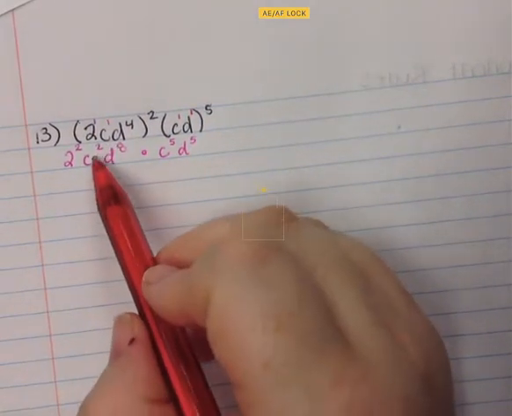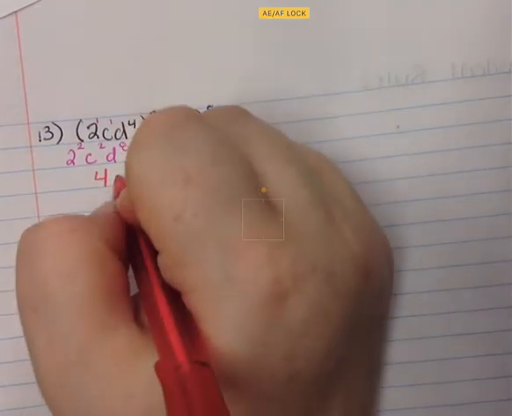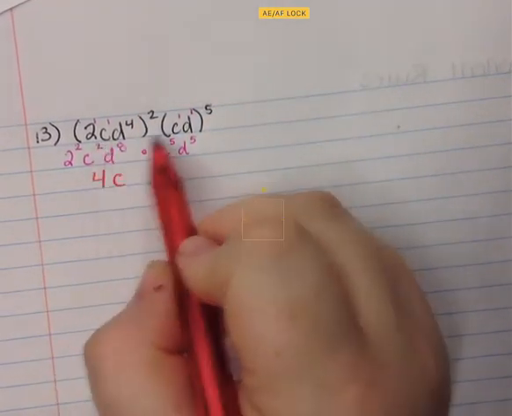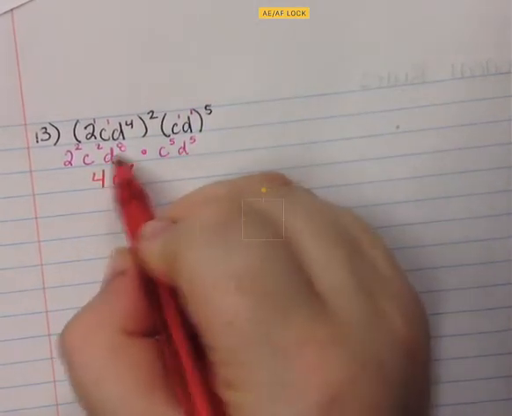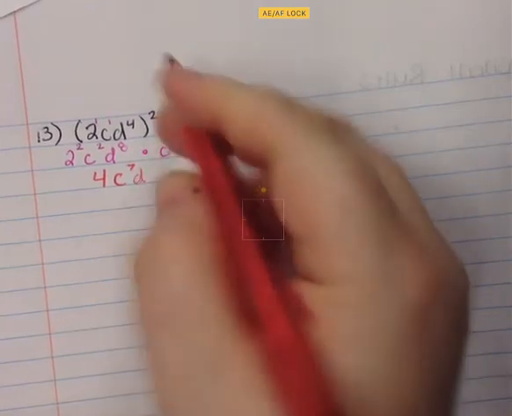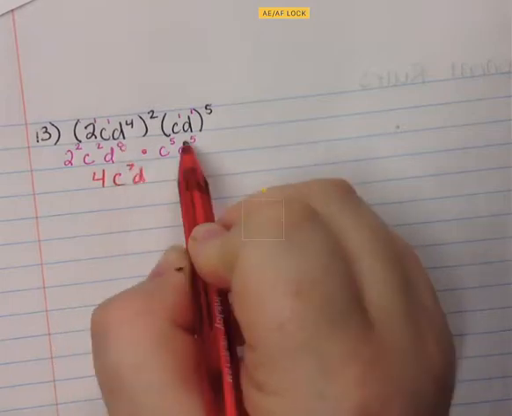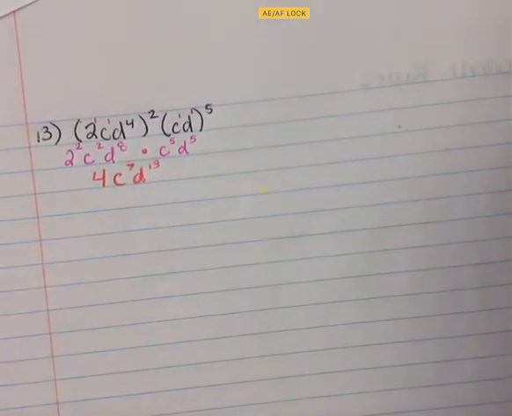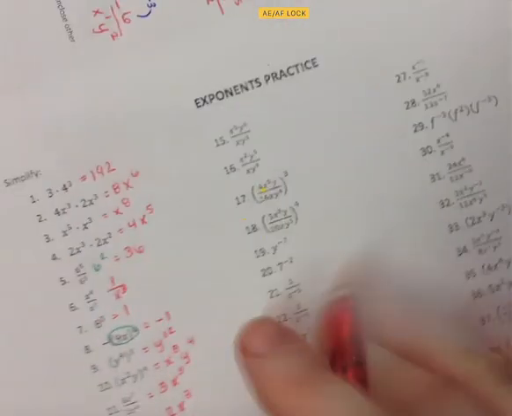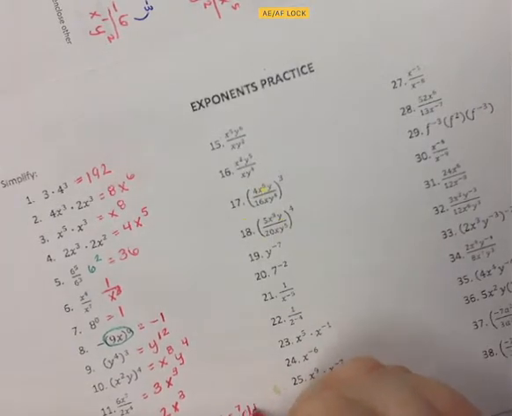Then we have c squared times c to the 5th. Well, these are the same base, so we have the same base of c, and we add the exponents. 2 plus 5 is 7. Then we have d, so we're going to put the base of d. Then we're going to add the exponents, because it's multiplication. 8 plus 5 is 13. So our answer for number 13 is 4c to the 7th, d to the 13th. We'll write that out here. 4c to the 7th, d to the 13th.